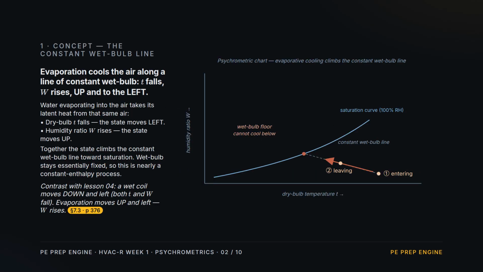Concept 1. The constant wet bulb line. Water evaporating into the air steals its latent heat from that same air. Dry bulb falls, so the state moves left. Humidity ratio rises, so it moves up. Together it climbs the constant wet bulb line towards saturation. And because wet bulb barely changes, enthalpy is nearly constant. Note the contrast with a wet coil, which moves down and left. Evaporation moves up and left.